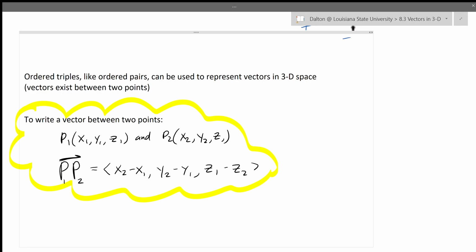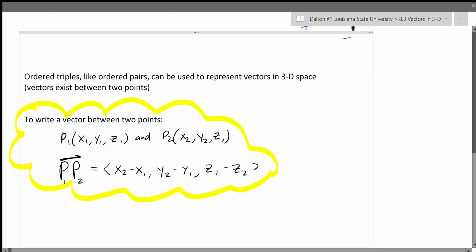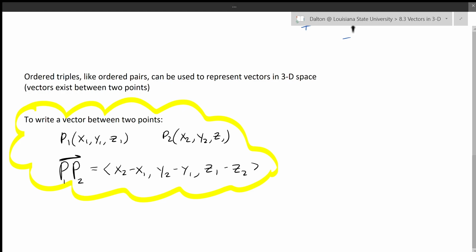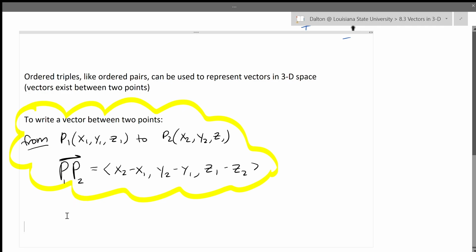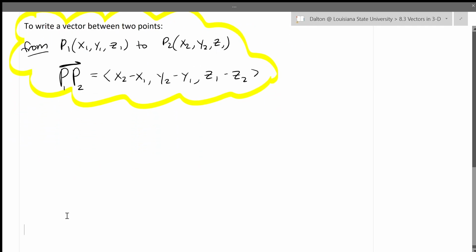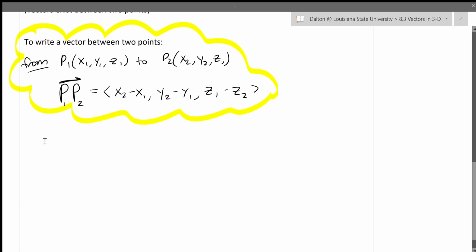And maybe let me change this vocabulary here. Basically, you have to remember, all the time, that the vocabulary is important because of the directional aspect of your vectors. So I'm going to put from point P1 to point P2, because that vector will have different numbers than if we went from the other direction. Okay, so that's how to write a vector between 2 points.